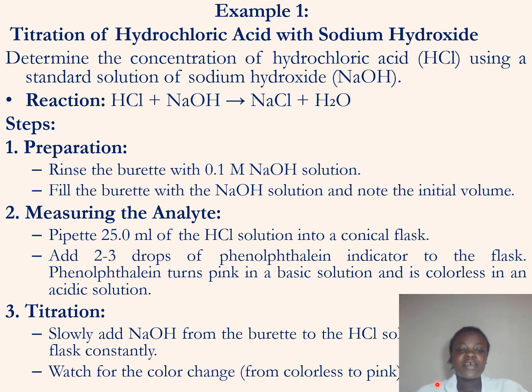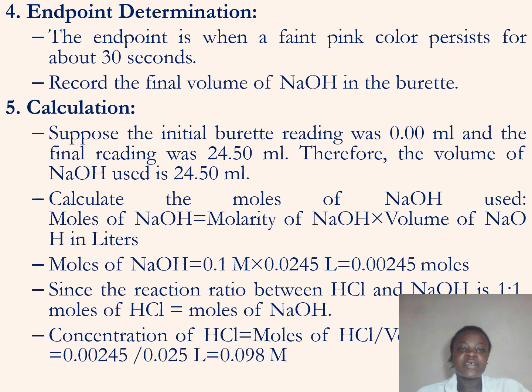We are told to slowly add sodium hydroxide from a burette to the HCl solution, swirling the flask. We must be swirling so that the reaction can take place. Then as we observe the color change, it will change from colorless to what? To pink. Right. Step number 4, the endpoint determination. So this is what we do.